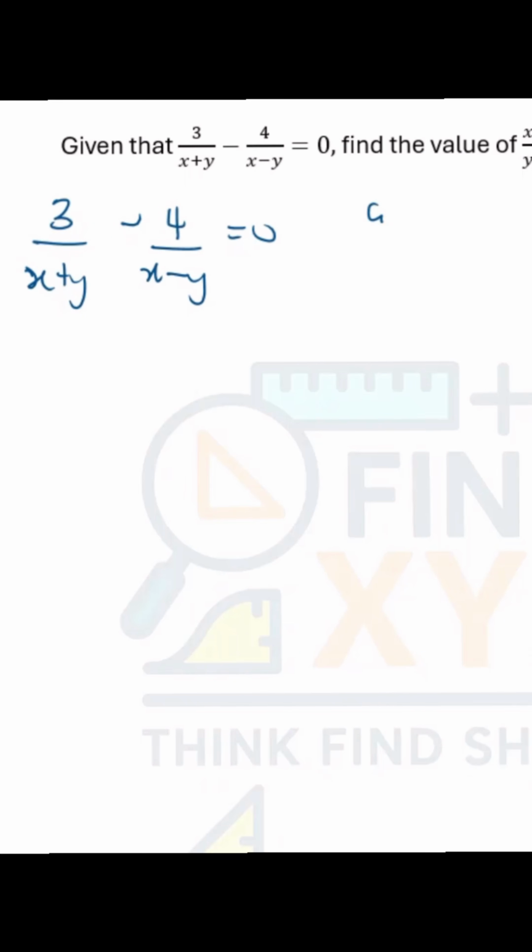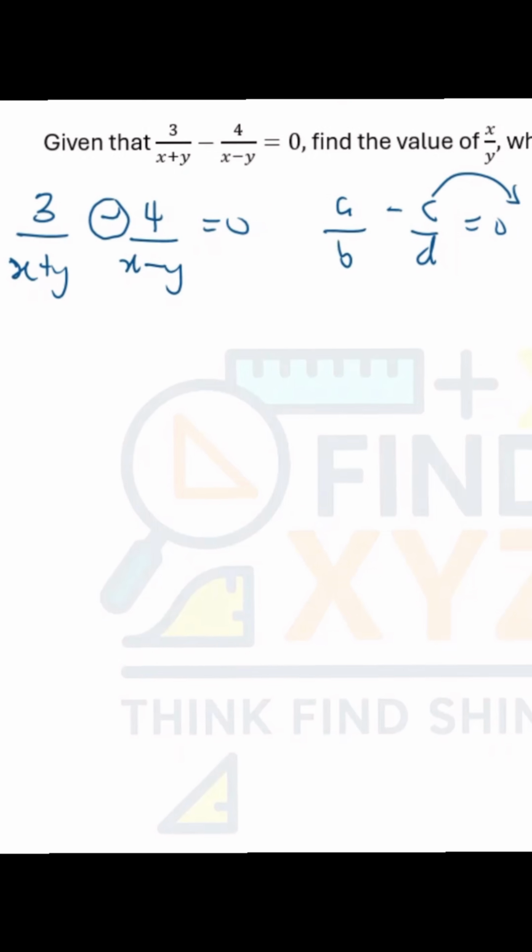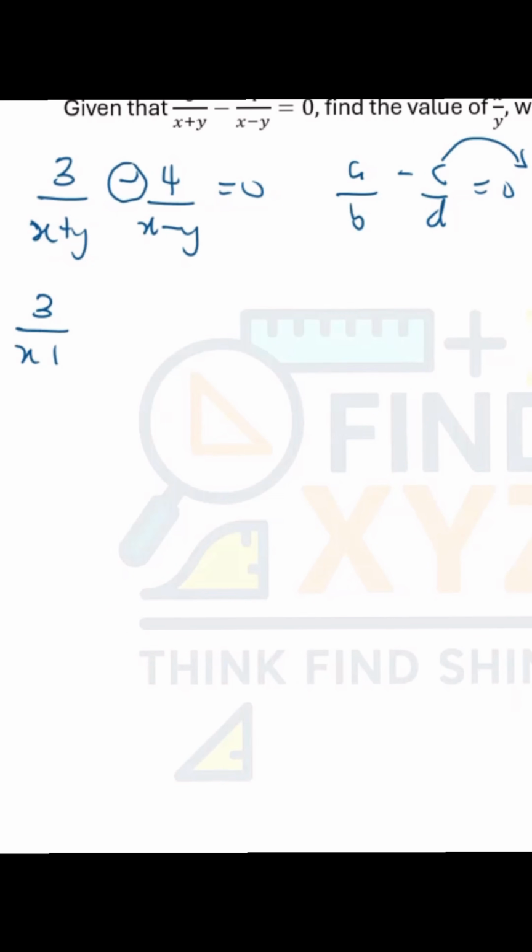If I have a over b minus c over d is equal to 0, I can decide to move this fraction to this side and change the sign. So we have the operator in front of the fraction to be negative. So I'll write this as 3 all over x plus y. Then I bring this whole term to the other side of the equation. Now I have 4 all over x minus y. This term was negative, is now positive.